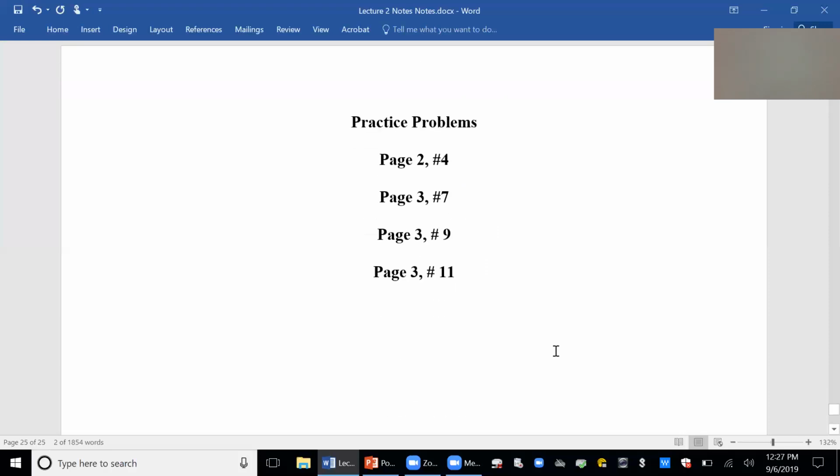You say you want to practice? Well, ask and ye shall receive. Here are some practice problems for you. Page 2, number 4, page 3, number 7, number 9, number 11.